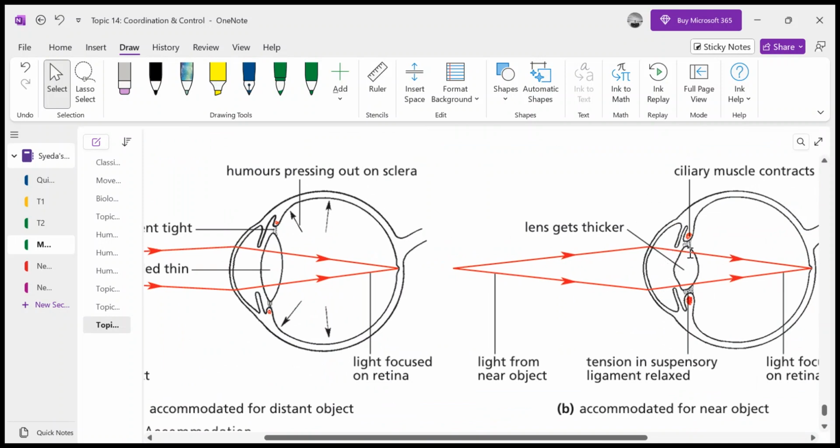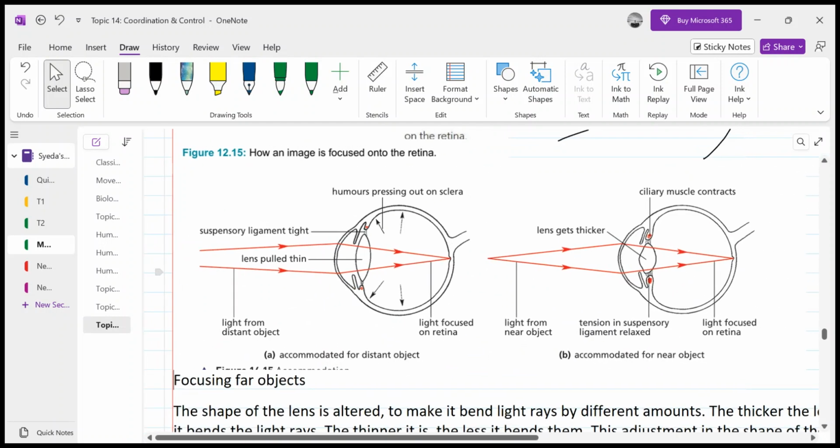And why is it more curved? Because it has to focus more light, because the light is coming from a nearby object which is more divergent, so it becomes thicker, right? And this light is coming from a very far object, so the light is not that divergent. That's why the lens is elongated, pulled by the ciliary muscles and the suspensory ligaments, so the light will not be focused as much, right? Because the fine focusing is done by the lens. So if there is more fine focusing, the light will be focused earlier, right?